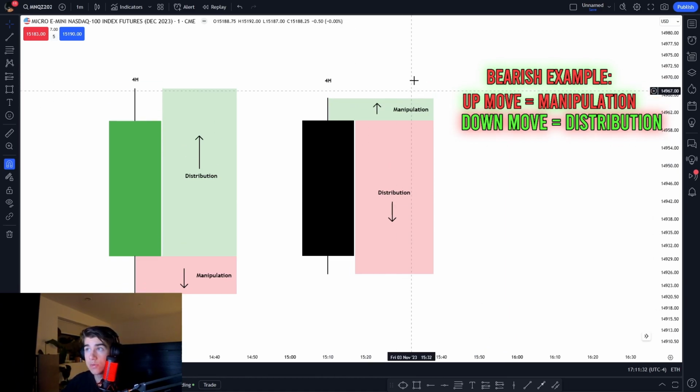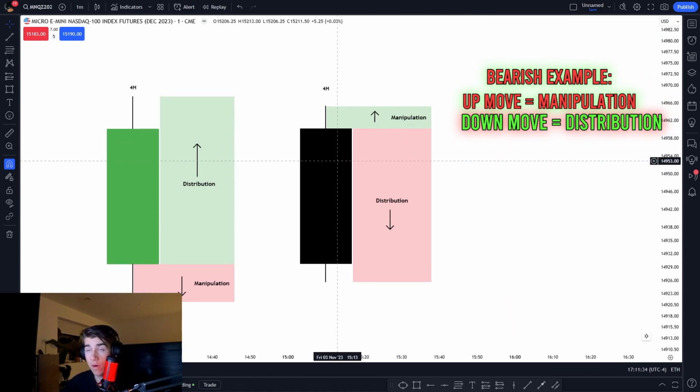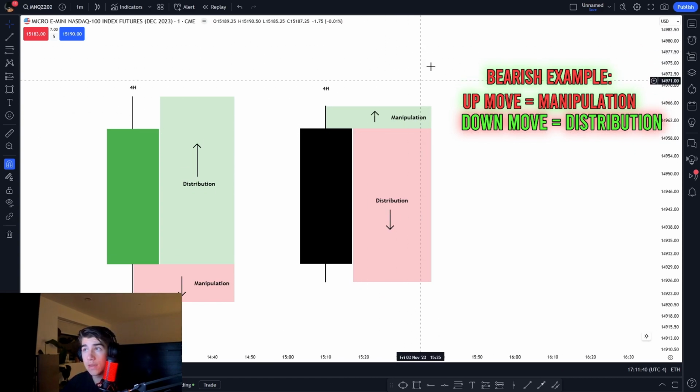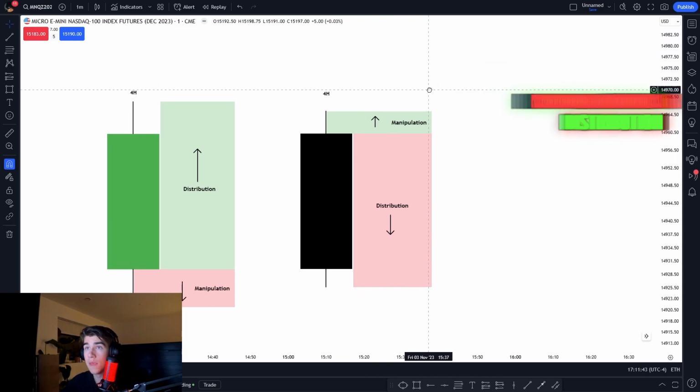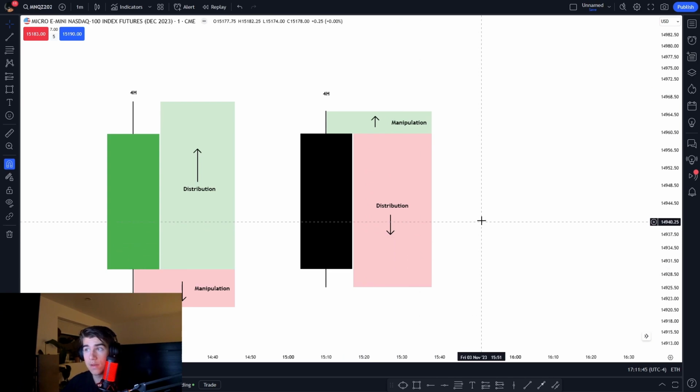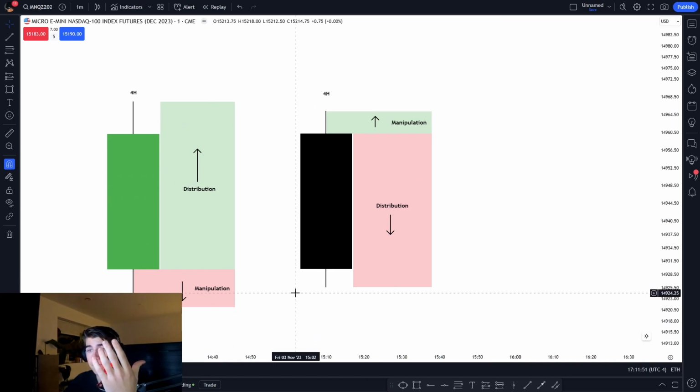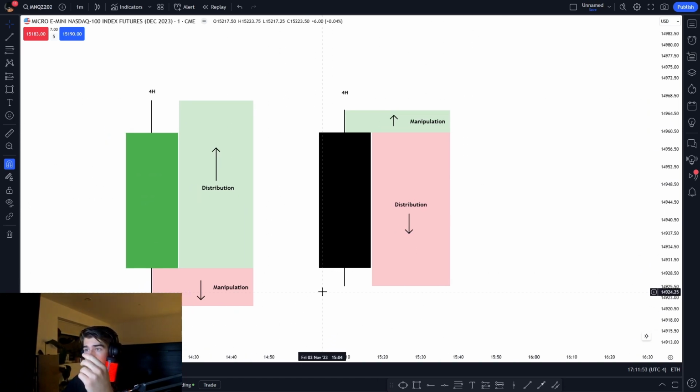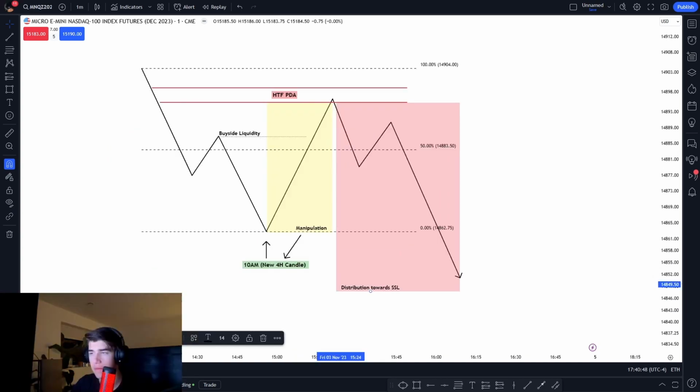So the initial move up in a bearish drawn liquidity example is manipulation. And then after we hit some sort of PD array, that could then send us into distribution, right? So obviously better if you have a liquidity sweep in the manipulation phase, always better, right? So let's take a look further down.